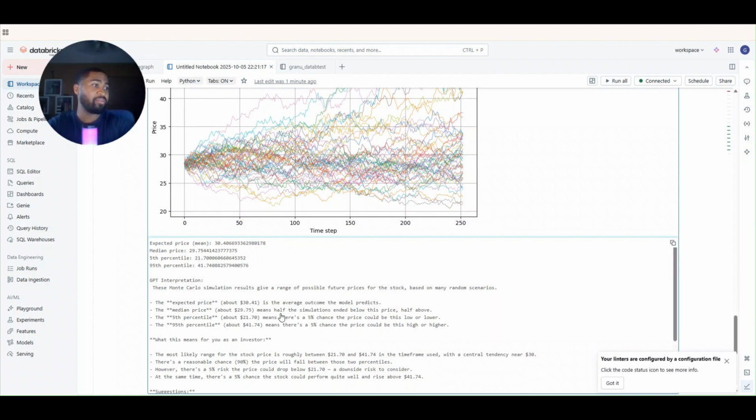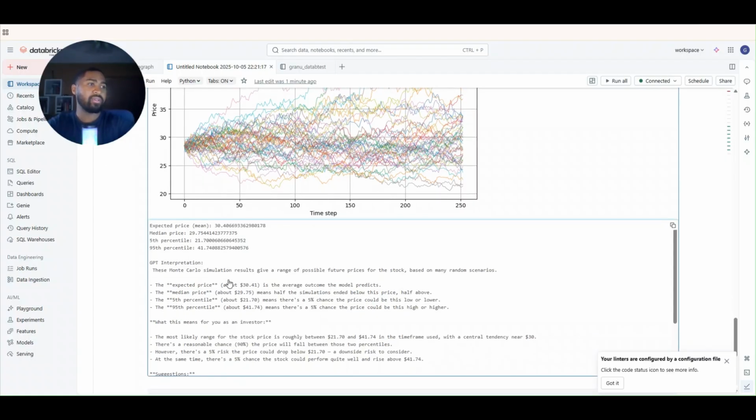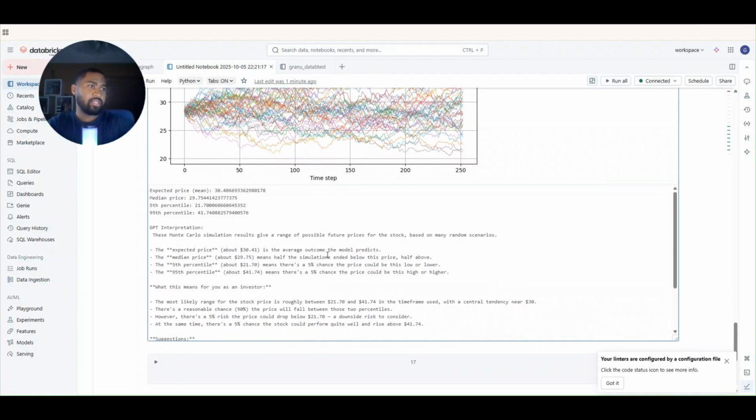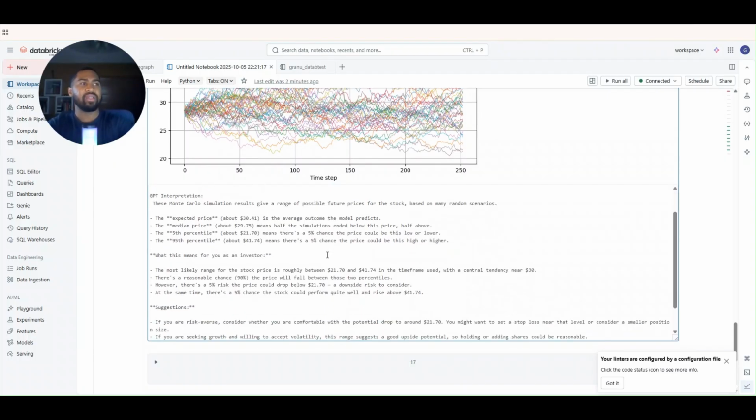Highest price, 5% chance that the highest price could be 41.74. So there's a 5% chance that the lowest price could be 21.7. There's a 5% chance that the highest price could be 41.7. And here's kind of it. This is where I want GPT to come in, giving us more of a comprehensive explanation.